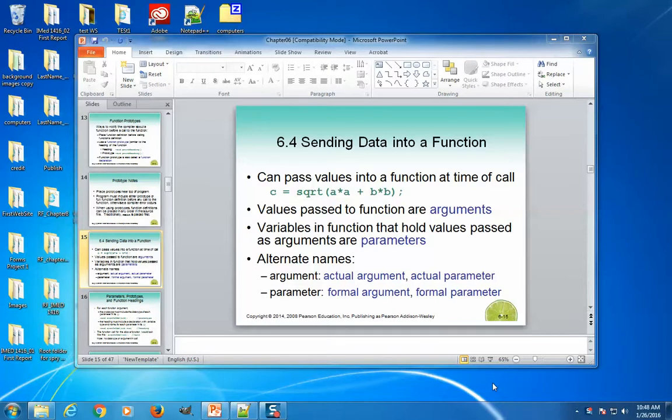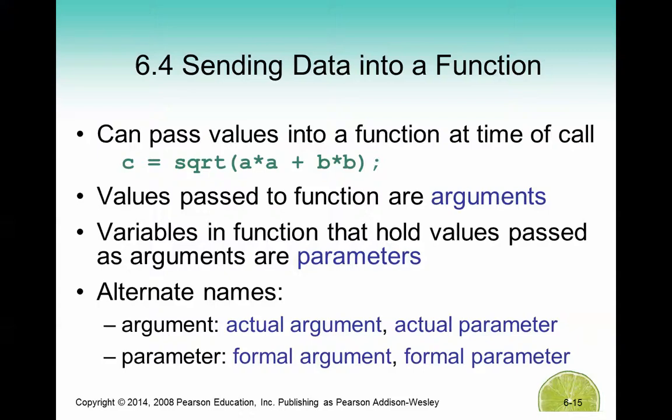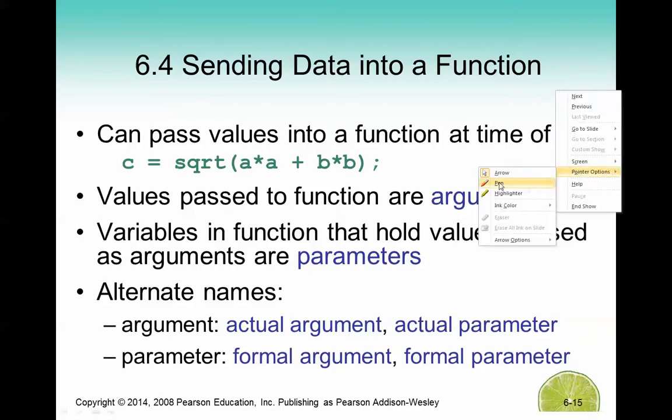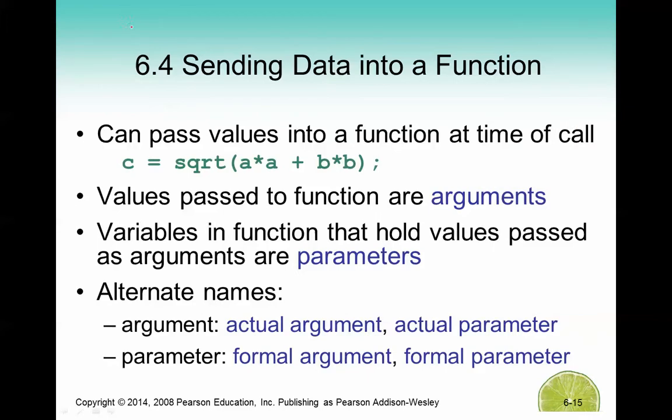Okay, so it's section 6.4, sending data into a function. So two terms that we have to remember. When we pass a value to a function, we're going to be calling it an argument. When we receive a value in a function, we're going to call it parameter. What will be the call? If I'm going to be sending something, that means I need to call it, right?